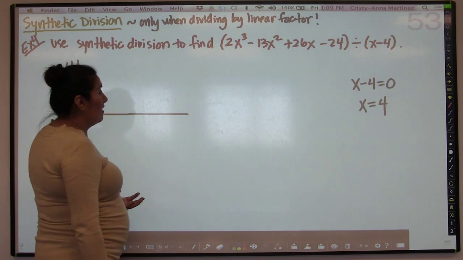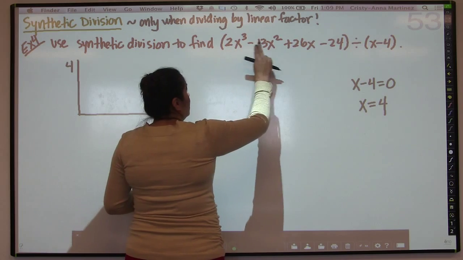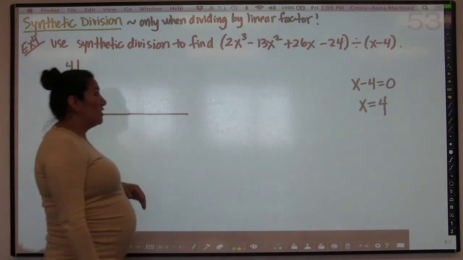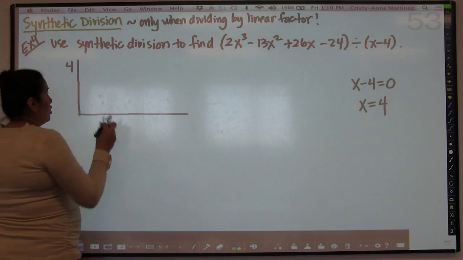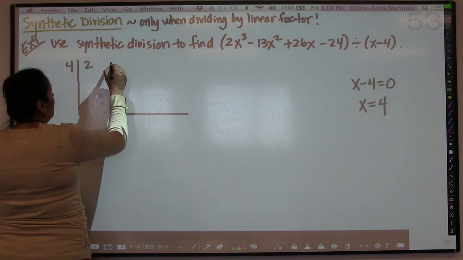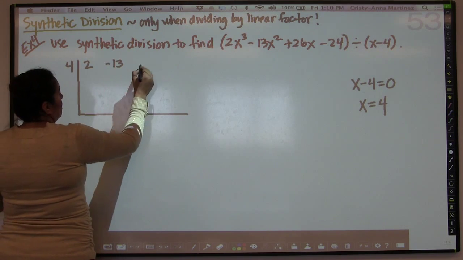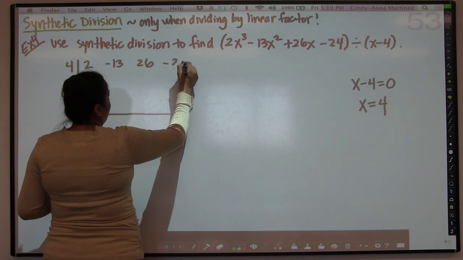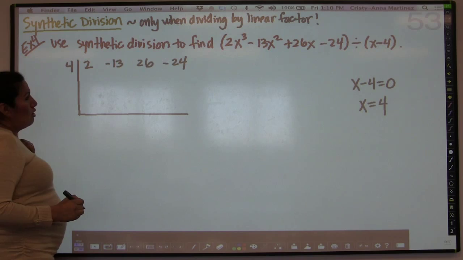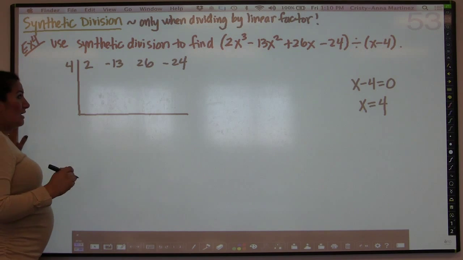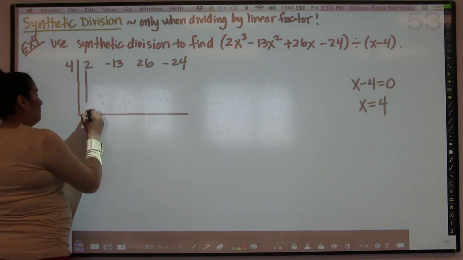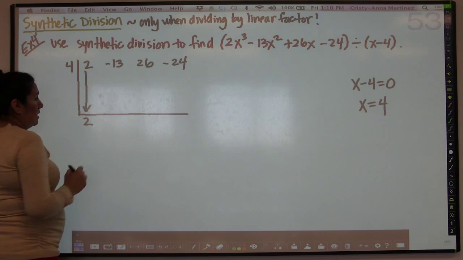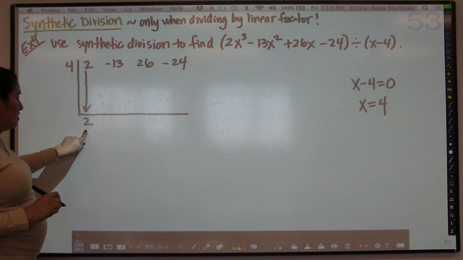In this case, all of my terms are present. I've got 3, 2, 1, none. So all I have to do is write the coefficient of each term. So 2, negative 13, 26, give yourself some space, and negative 24. So you write down all of the coefficients. Next, you always bring down the first coefficient automatically. That's always going to be the first coefficient.